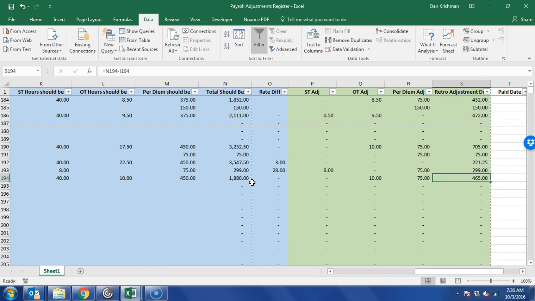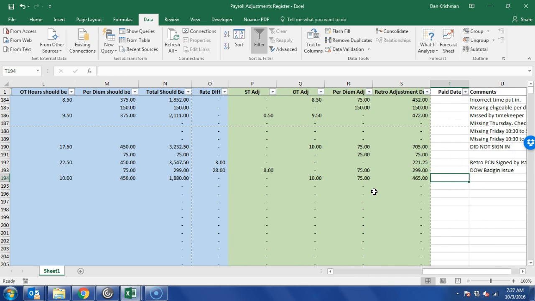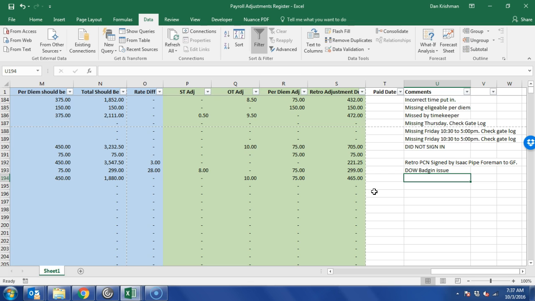Alright? And in this green section, now it's basically just a subtraction formula. It subtracts the difference. So what I'm owed is 10 hours of overtime and $75 per diem, which with my $26 rate comes to $465. Okay? And in the comment section, you're going to want to put what is the reason for the adjustment. So let's say did not sign in but showed up on PCL gate log. Alright?